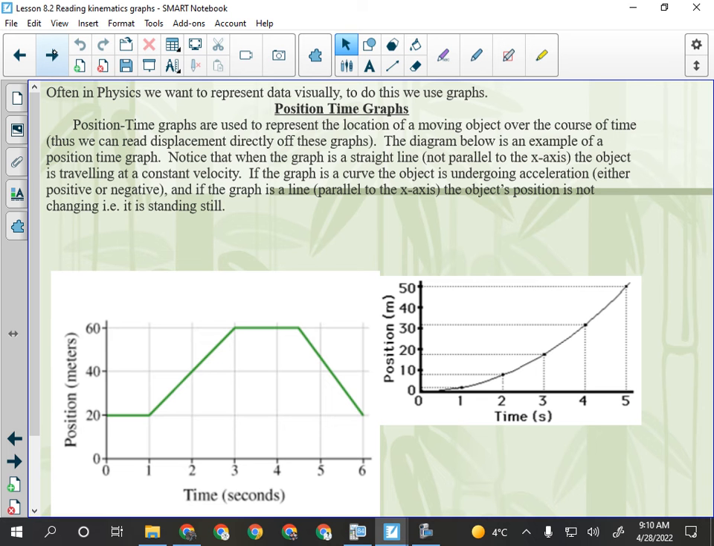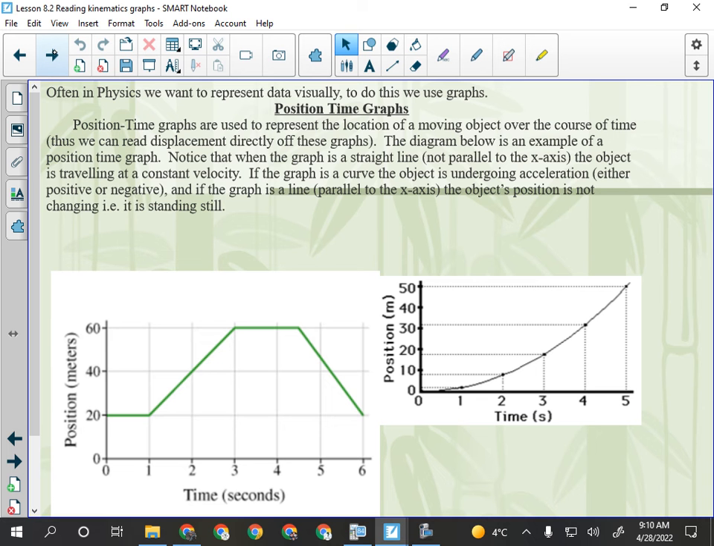What's going on between 3 and 4.5 seconds? It's moving backwards at a constant rate. Between 3 and 4.5? 3 and 4.5 is here to here. It's doing nothing. Doing nothing, yeah. Position is not changing. It's stopped at a position of 60 meters. Any one of those would be an acceptable answer in that situation.